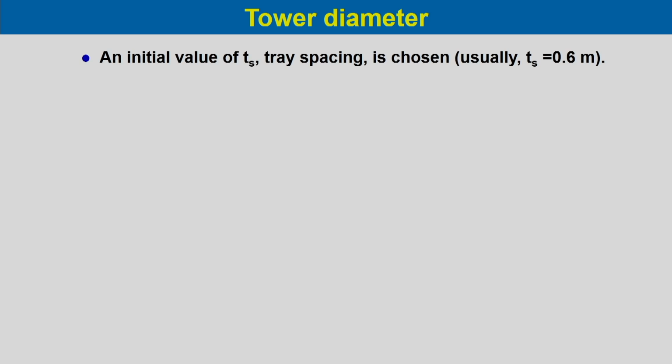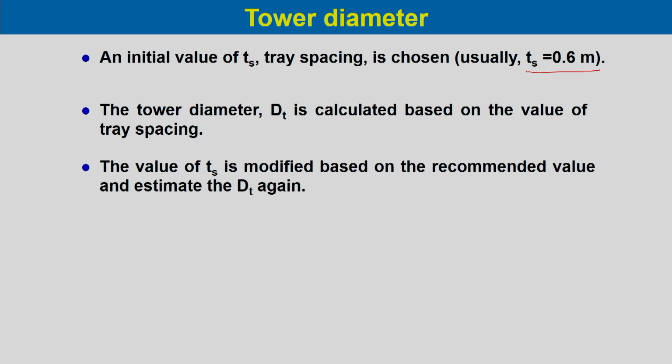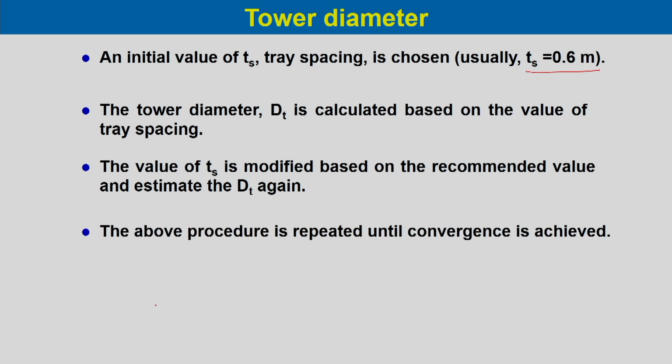So, we have to use the iterative procedure, and an initial value of Ts, that is tray spacing, is chosen, say 0.6 m at the lower values, and then gradually we can iterate with the higher values of tray spacing. The tower diameter DT is calculated based on the values of tray spacing. The value of Ts is modified based on the recommended values and DT is estimated again. This procedure is repeated until convergence is achieved.